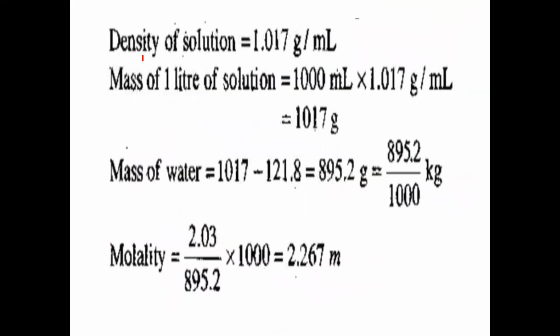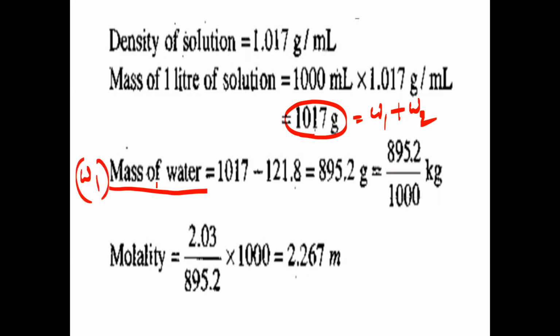So next, the density of solution is given as 1.017 grams per ml. In the same way, weight of solvent plus weight of solute, that is the mass of solution, is equal to this much. Then the mass of water, W1, is equal to the total mass of solution minus the mass of solute. The weight of solute is 121.8.